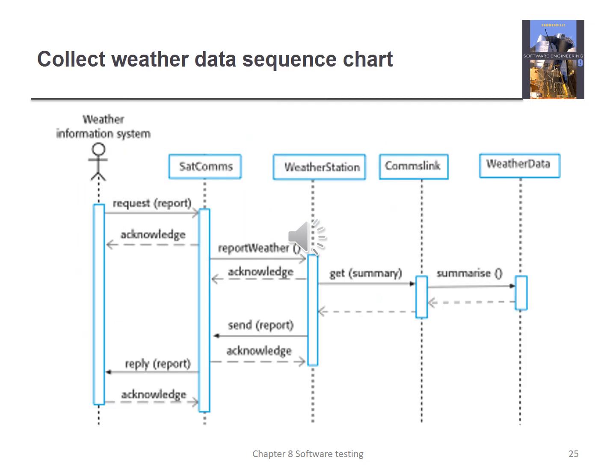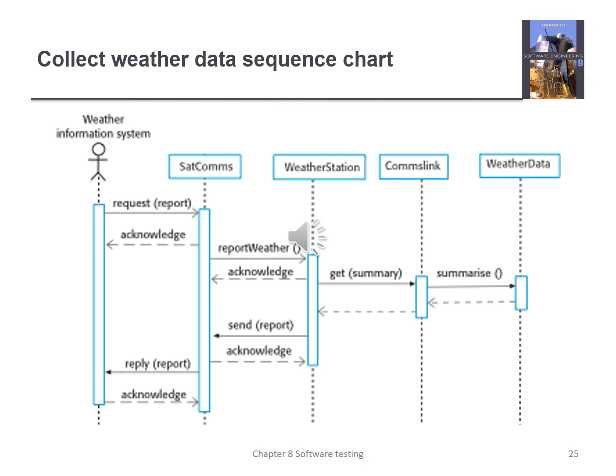One example of the use case or sequence diagram, which is really component testing, because we have many objects here. We have the weather data, the communication link, the weather station, whatever. And we did this: the weather information system requests a report. Then they acknowledge that, yes, okay, we'll send it to you whenever ready. Then they send a report to the weather station. The weather station, again, acknowledges that they will send it back.